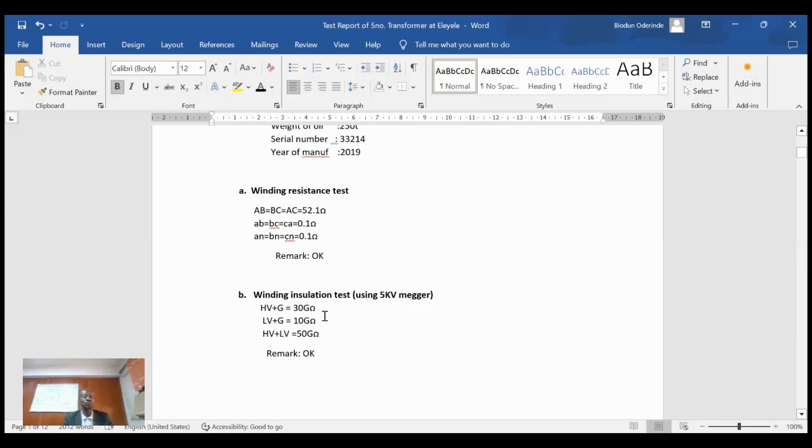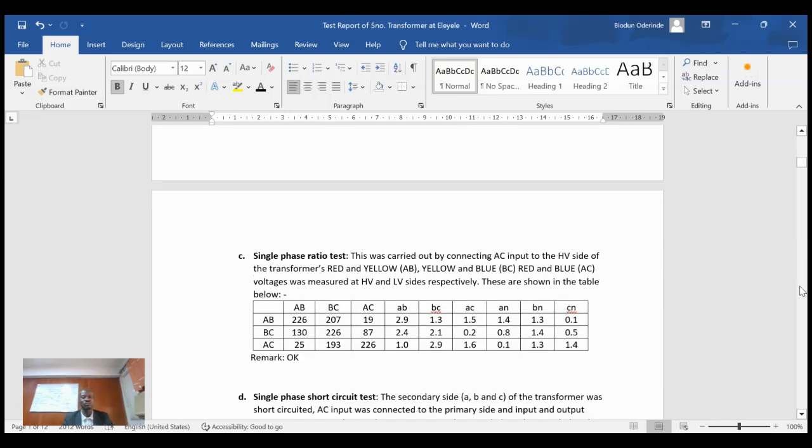So that's how we do the isolation test on the transformer, and that's the reason why we do it: there must be proper insulation between them in order to prevent current leakages. That's that on the isolation testing.